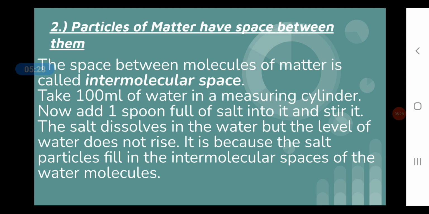The salt dissolves in the water, but the level of water does not rise because the salt particles fill in the intermolecular spaces of the water molecules. That is, the intermolecular space present between the water molecules is filled up by the salt particles, that is, the molecules of the salt. So there is no increase in the level of water.